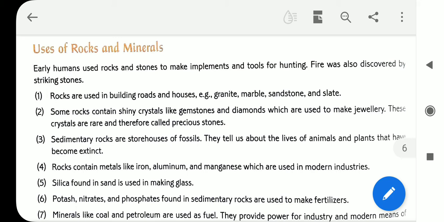Rocks contain metals like iron, aluminum, and manganese, which are used in modern industries. Silica found in sand is used in making glass.